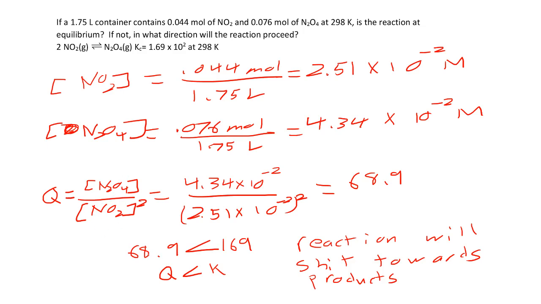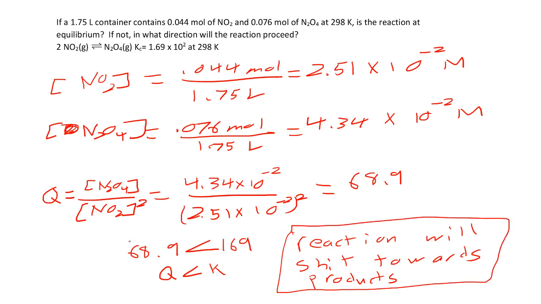If this number had been larger than 169, this would be the other way. You would want the denominator to go up because that makes the number smaller. So this is what's going to happen. And if you were asked to just find Q, it would be this. And maybe you're just asked, is Q less than, greater than, or equal to K? That would be this. So just pay attention to what the question's asking to make sure you know how to answer it.